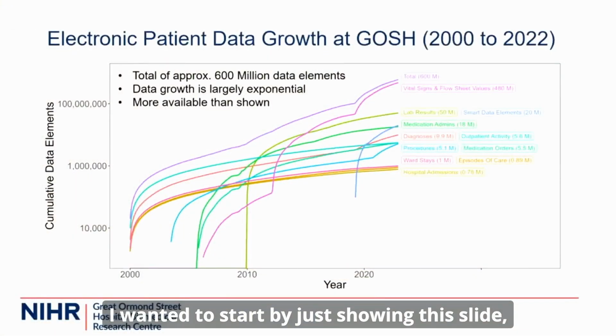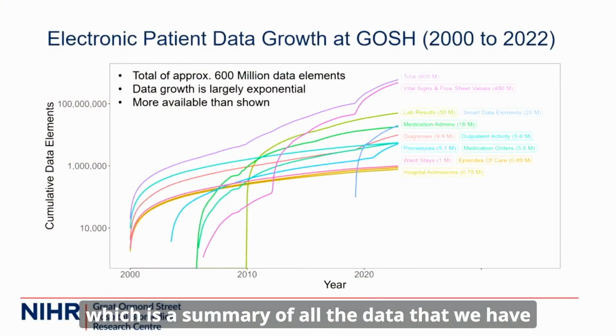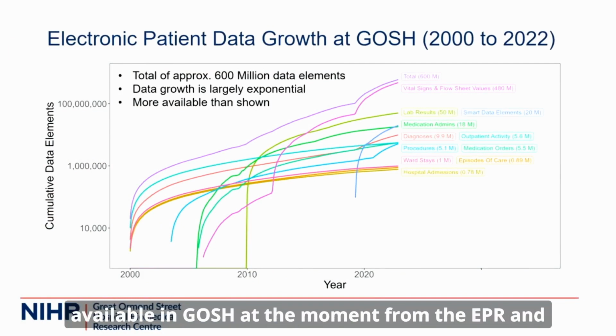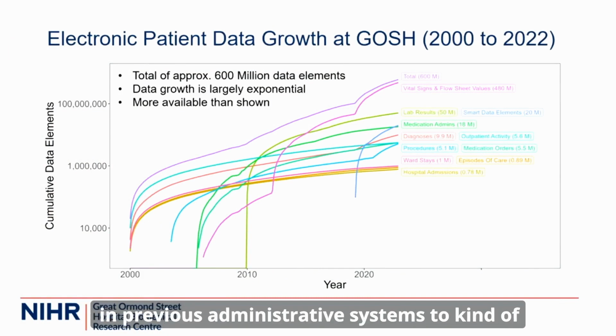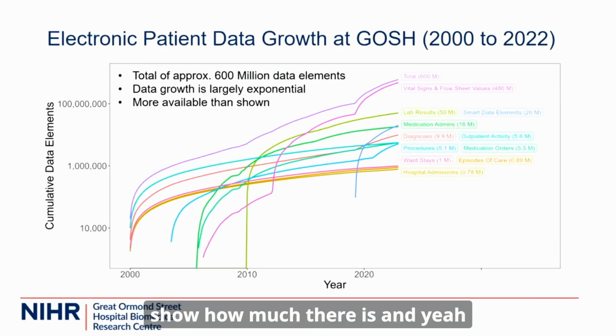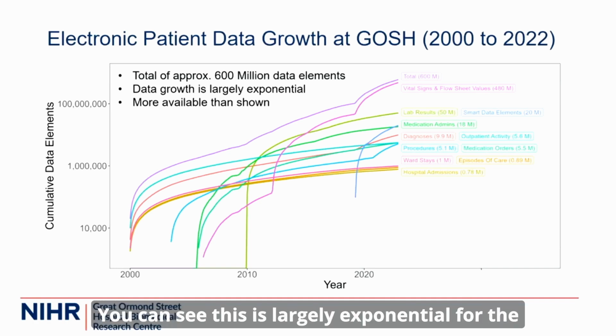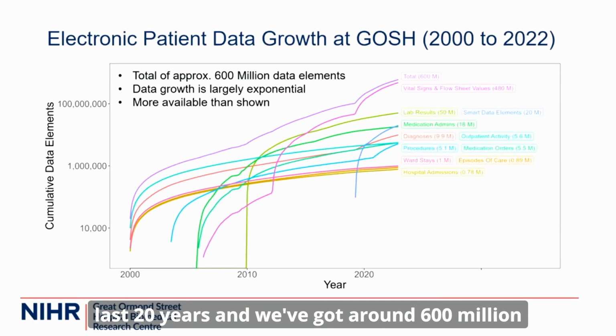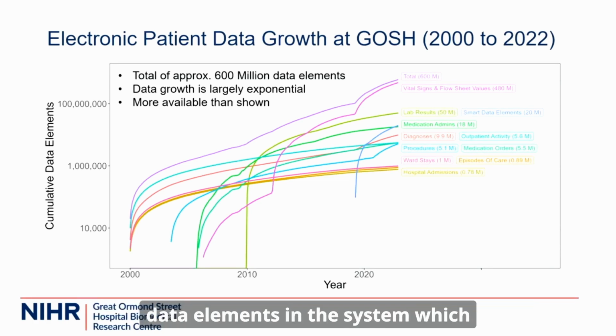I wanted to start by showing this slide, which is a summary of all the data that we have available in GOSH at the moment from the EPR and in previous administrative systems, to show how much there is and how useful this could potentially be. You can see this is largely exponential for the last 20 years, and we've got a total of around 600 million data elements in the system, which can be used for different things.